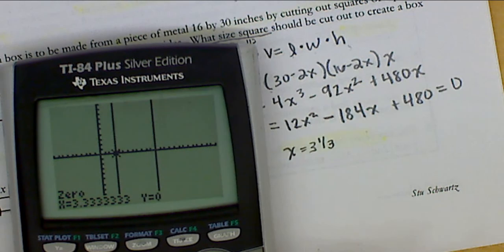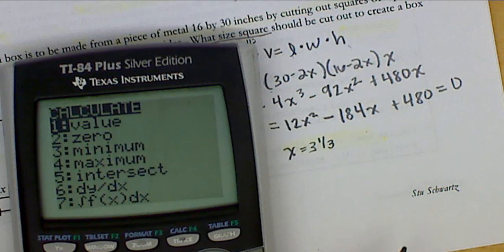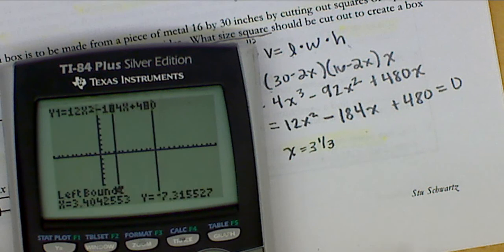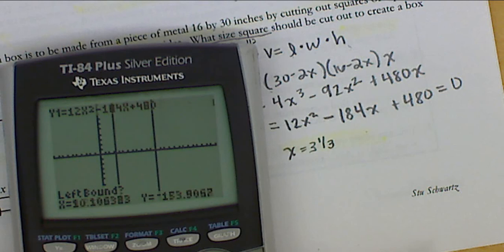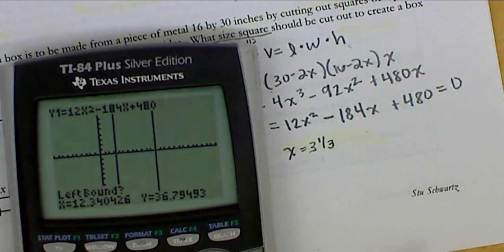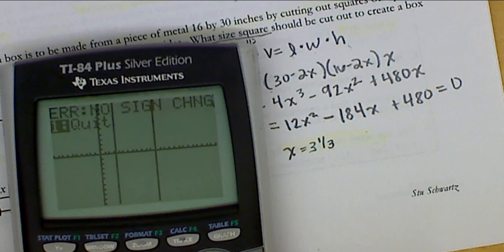And I can calculate the other one, hitting second, calculate 0. And, okay, I need a left bound and a right bound, and then a guess. Oh, what the heck.